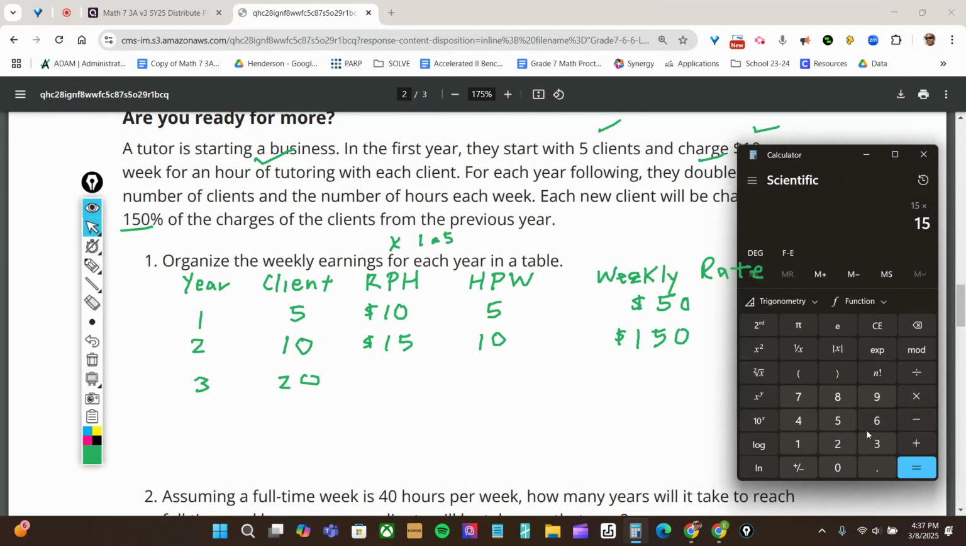Clear. 15 times 1.5 equals 22.5. Wow, seriously. 22.50 cents. And we're going to be doing 20 hours a week. So that's going to give us 22.5 times 20 equals 450. 450. Boom.